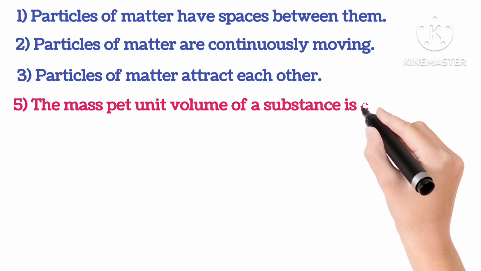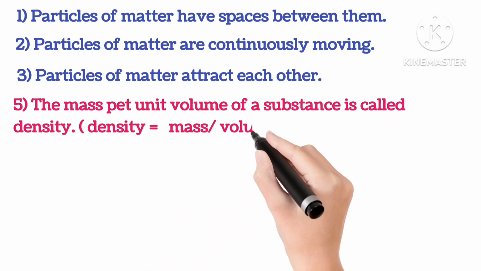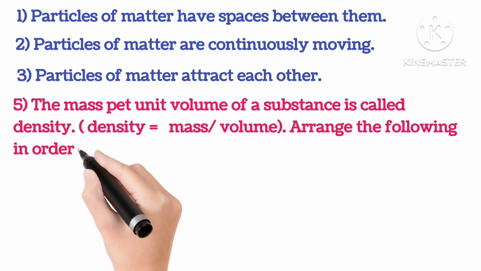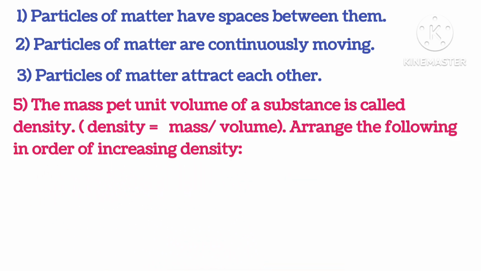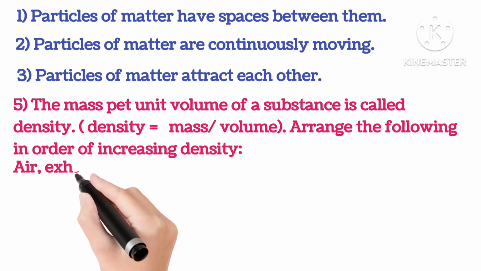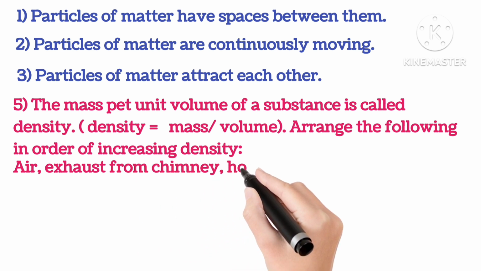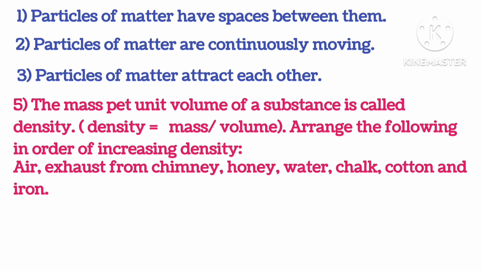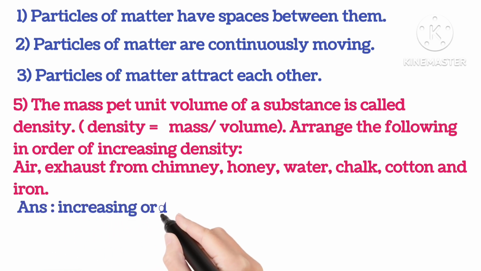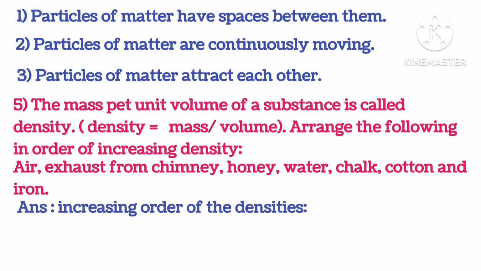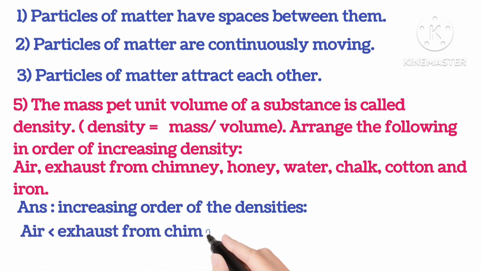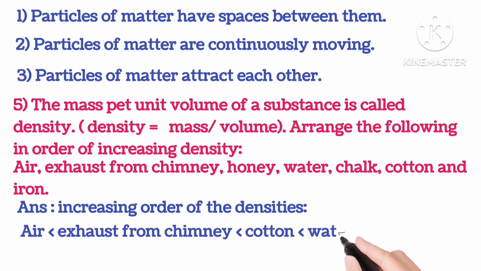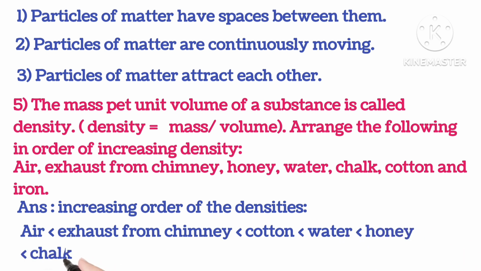The mass per unit volume of a substance is called density. Arrange the following in order of increasing density: air, exhaust from the chimney, honey, water, chalk, cotton and iron. So the increasing order of densities is: first air, then exhaust from chimney, then cotton, then water, then honey and then chalk, iron.